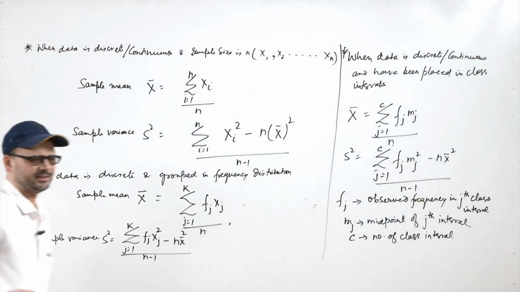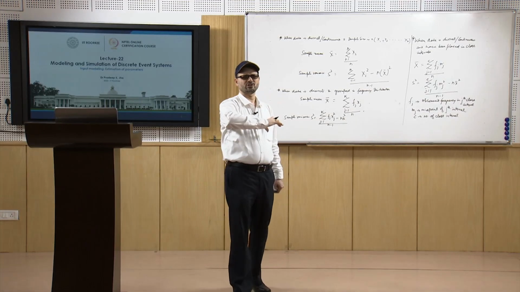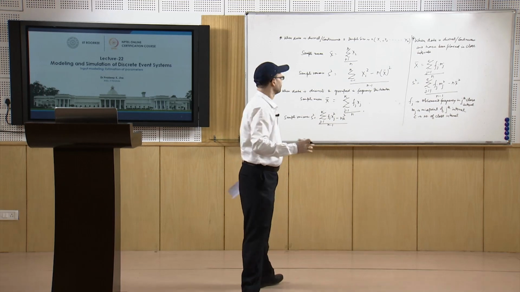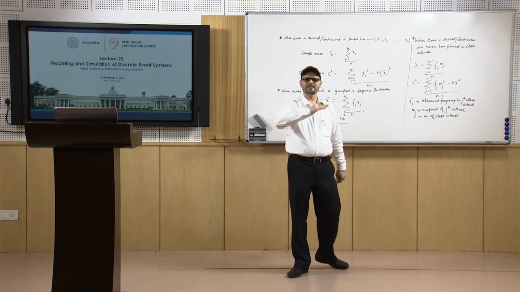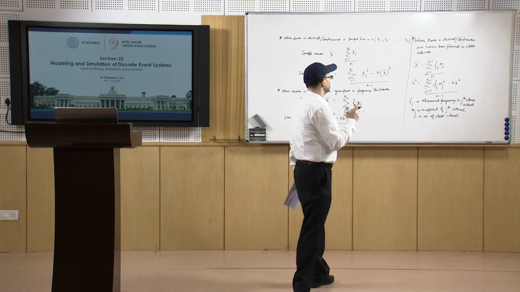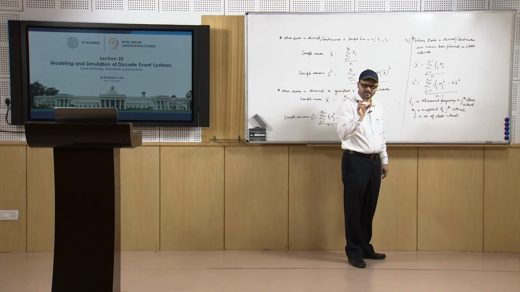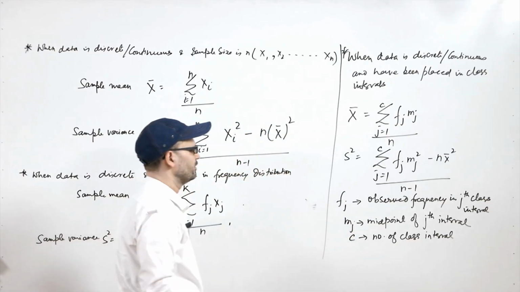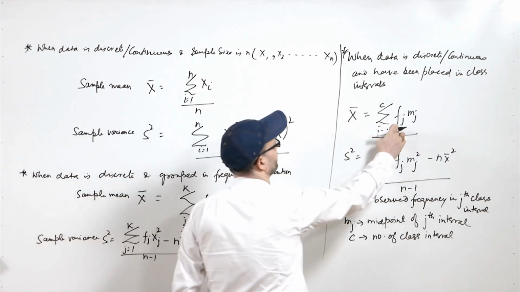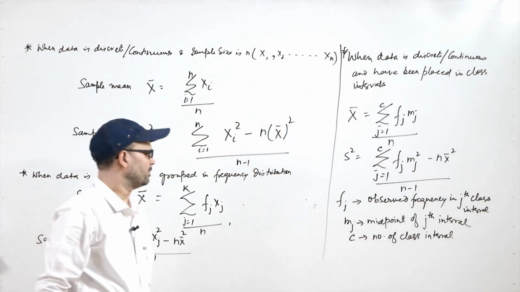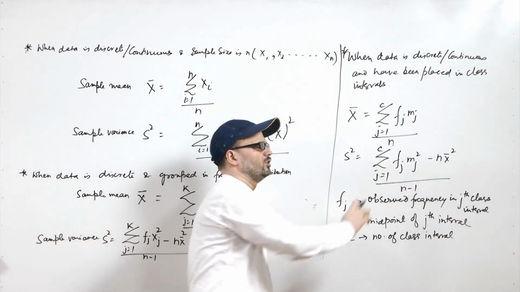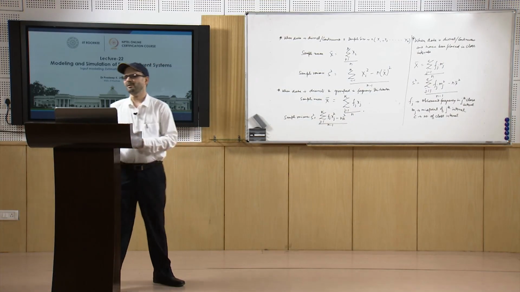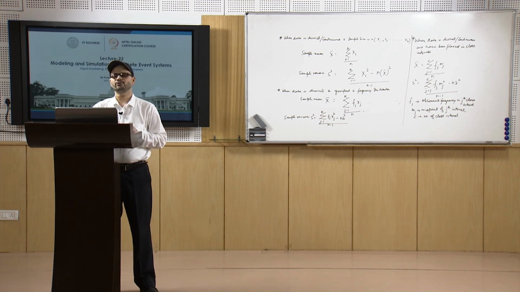So, in that case, as we see, many a times the data is quite large and it is very difficult to group them, and in those cases you make class intervals, and the midpoint of the interval which you take is m subscript j, and c will be the number of class intervals. So, that is why you are summing over this c number of class intervals, and then you use these formulas to find the sample mean and sample variance. So, this is how the sample mean and sample variance are computed.